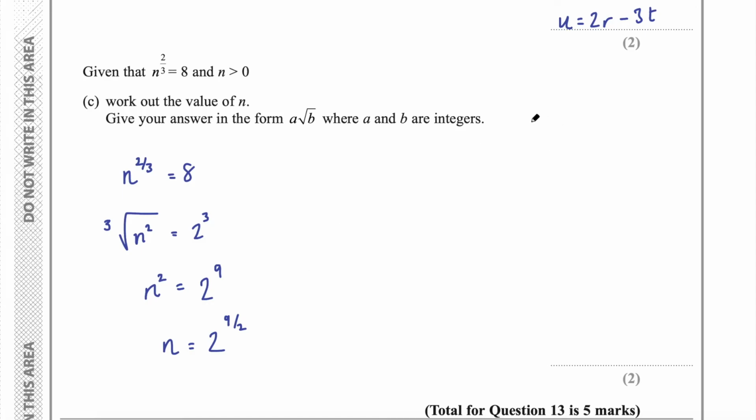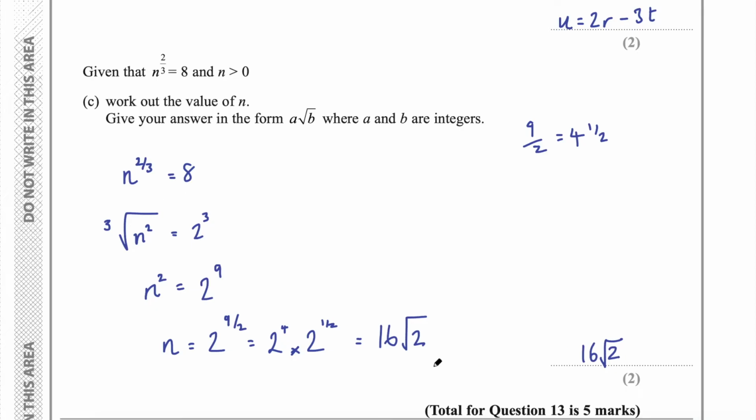Now 9 on 2, another way of writing 9 on 2 is 4.5. So another way of writing 2 to the power of 9 on 2 is 2 to the power of 4 multiplied by 2 to the power of a half, because when you have the same base numbers, you can add the indices. So 4 plus a half would be 4.5 or 9 on 2. And then this is going to equal 2 to the power of 4 is 16. 2 to the power of a half is the square root of 2. Then I have it in the form of a root b, where a is 16 and b is 2. So my final answer there is 16 root 2.